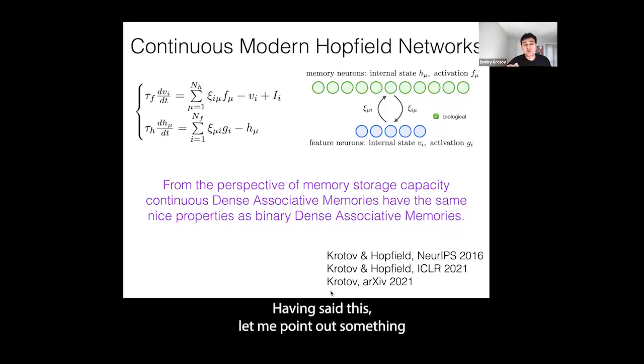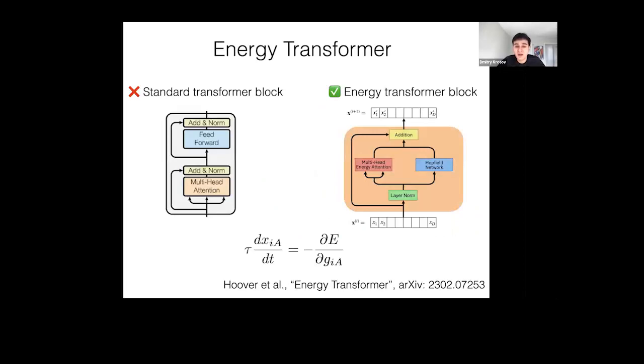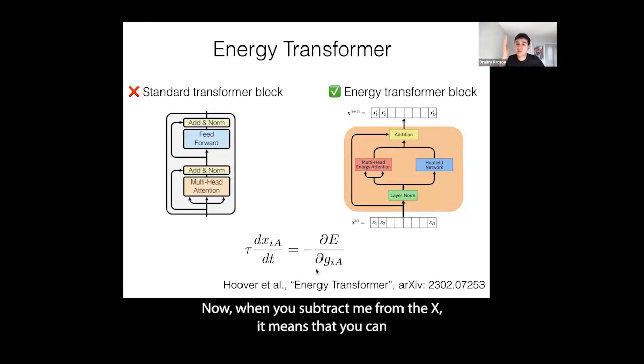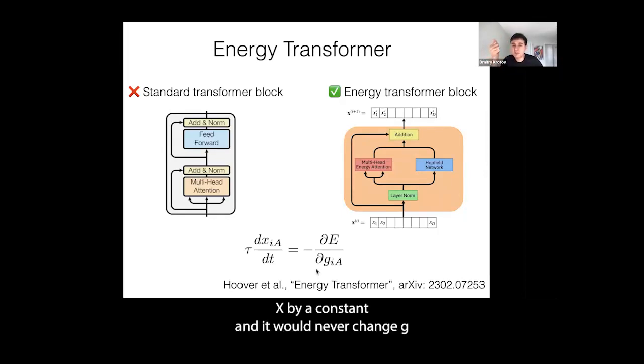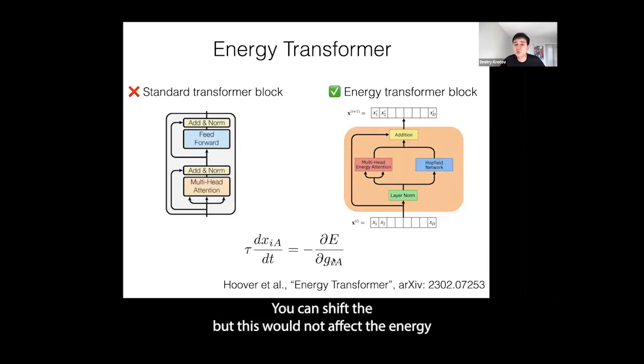Having said this, let me point out something to you. In one of the architectures that I have extensively discussed today, which is the energy transformer, there is actually a limit cycle, and it comes from a symmetry that exists in the system. Think about this function G. The function G here is a layer normalization step. How you compute a layer normalization step is the following: you take X, you subtract the mean of X, and then you divide by the standard deviation. Now, when you subtract the mean from X, it means that you can shift X by a constant and it would never change G. Because you divide X minus X mean by the standard deviation, it also means that you can multiply X by a constant, and this would not change G either. So there are these two zero modes, these two symmetries, that you can shift around. You can shift X, but this would not affect the energy.